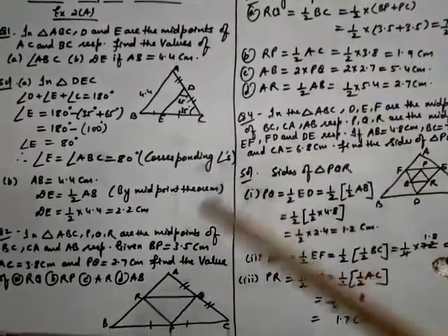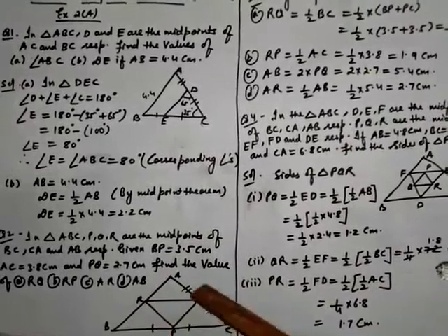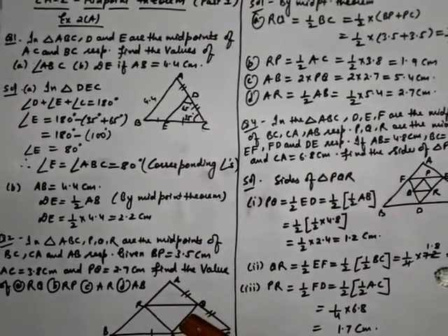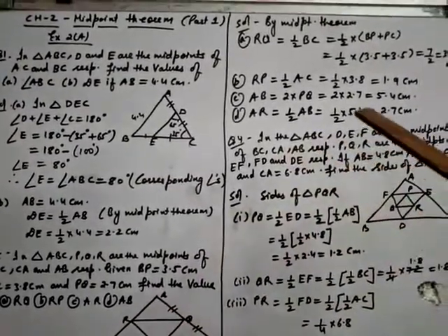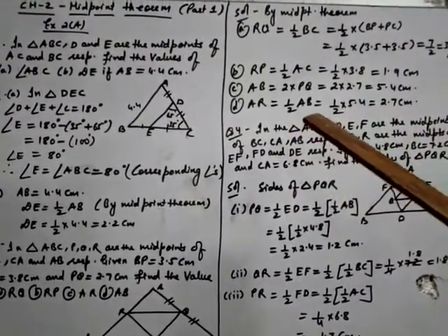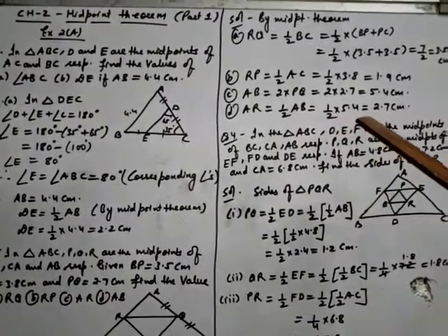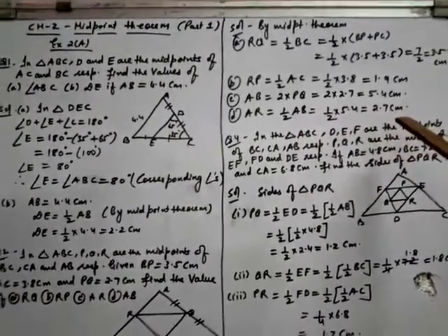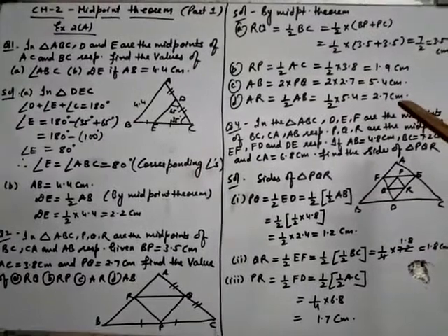Third, AB is equal to 2 times PQ. So 2 into 2.7 is 5.4 centimeter. And last, AR is equal to half of AB, which is half into 5.4, 2.7 centimeter. Clear, student? We apply the midpoint theorem here.